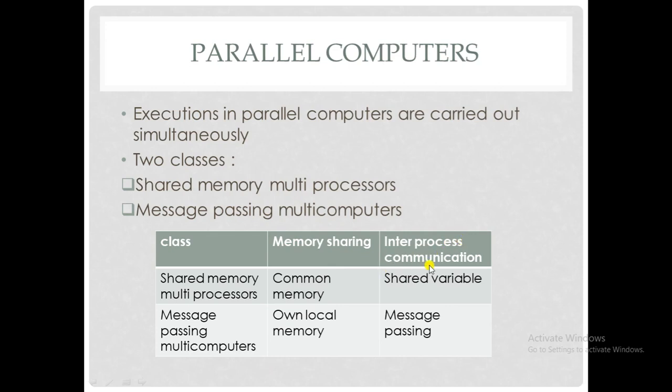So I will repeat, in shared memory multiprocessors, it uses the common memory and they can communicate using the shared variable. While in message passing multicomputers, each computer node in the multicomputer system has its own local memory and the interprocess communication is done via the message passing system. These are the differences between the shared memory multiprocessor and the message passing multicomputers.